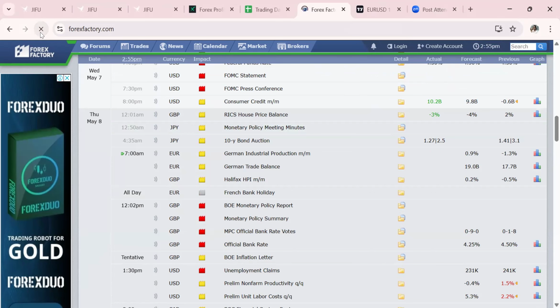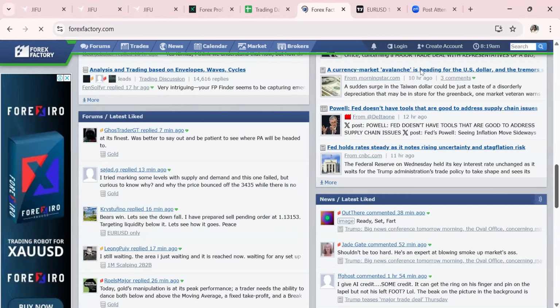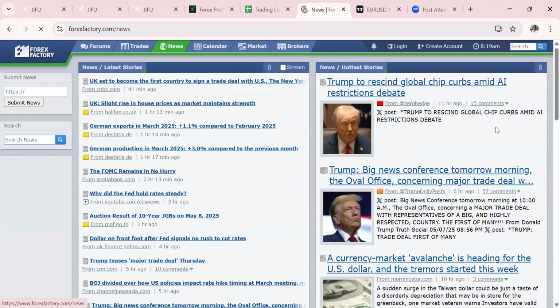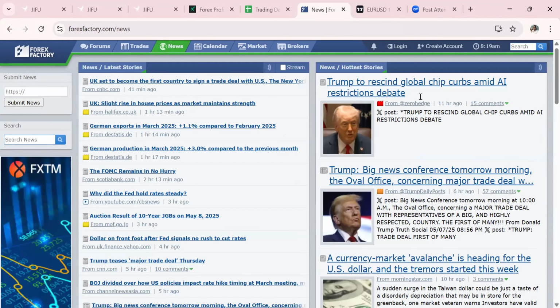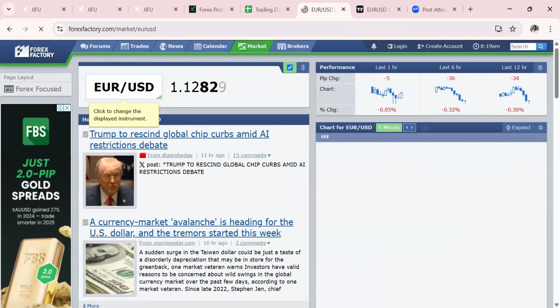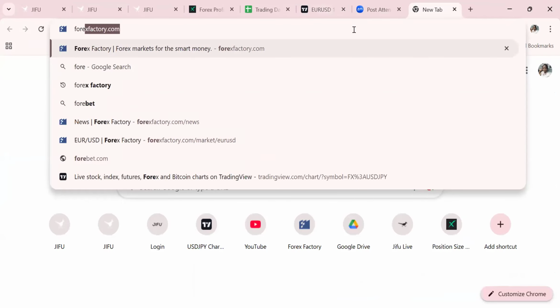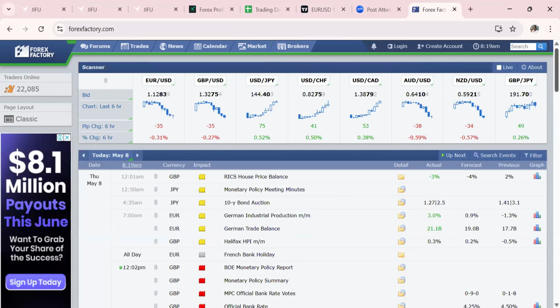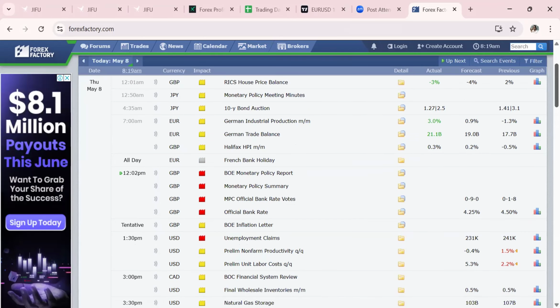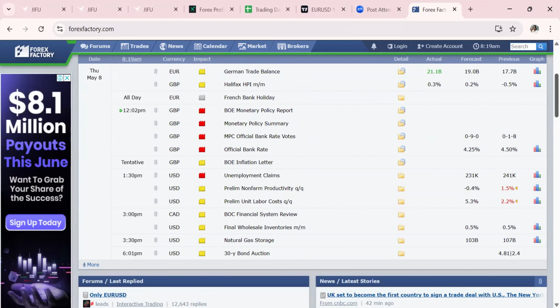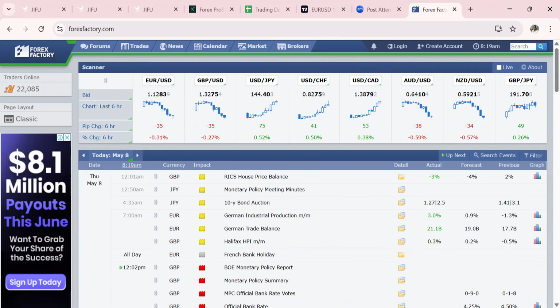Let me refresh this because it's still showing me, I think, yesterday's time. Okay, so this is Thursday, and it's showing in my time zone. At 12, there is news on GBP, and then news on USD. Aside from that, this morning, virtually nothing. Euro has a bank holiday today, a French bank holiday.